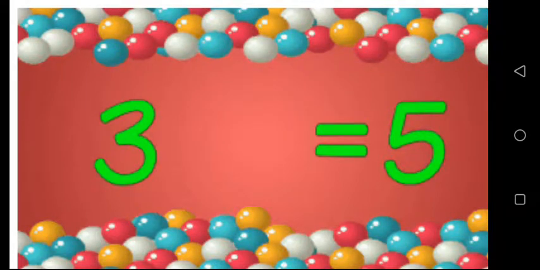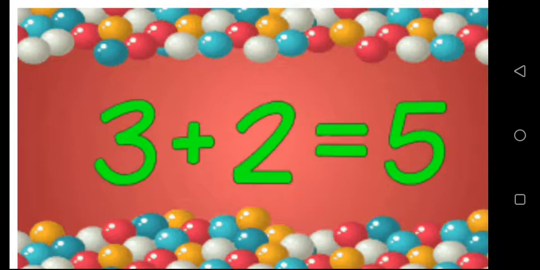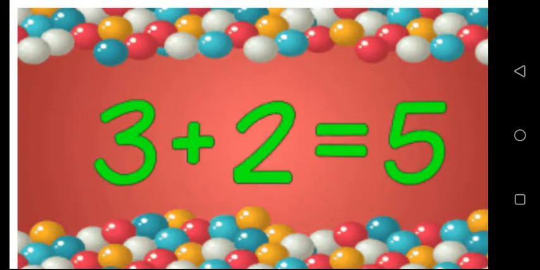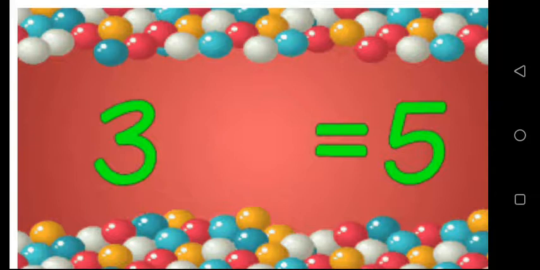So in this case, you can also choose to use circles. Since the first addend is 3, we're drawing 3 circles. The second addend is 2, so we're drawing 2 circles. So when we count them together, the answer becomes 5. Yes, 5. So 3 plus 2 is equal to 5.